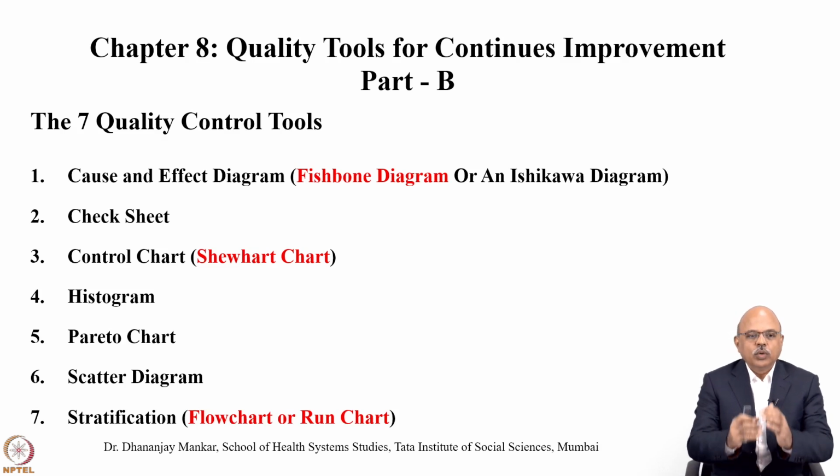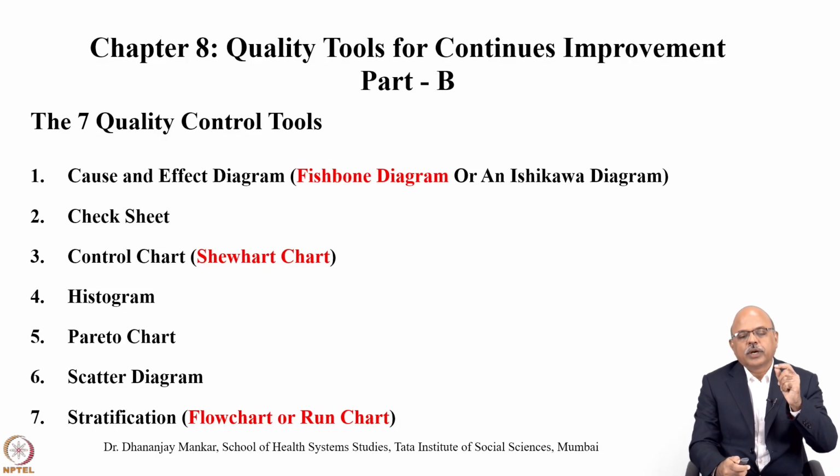What are those? The tools are the cause and effect diagram, which is also called the Ishikawa diagram, the check sheet, control chart, histogram, Pareto chart, scatter diagram, and stratification. These are all very important quality tools to be implemented for continuous improvement in quality.